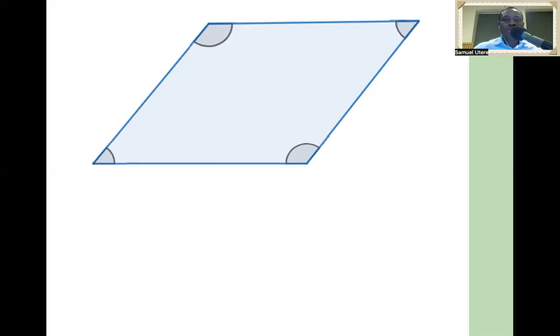Well, if we were to chop the angles off and put them together at a vertex, all the angles put together, and we investigate the turn, we would see that it's still 360 degrees. So for this quadrilateral, which is a parallelogram, we see that we still form 360 degrees.